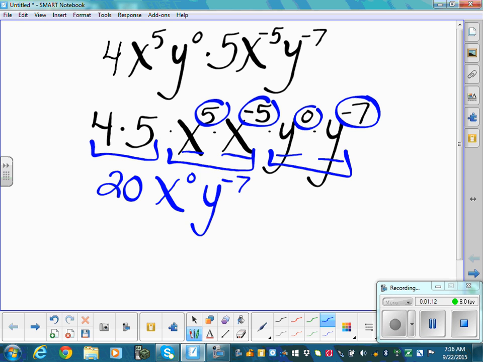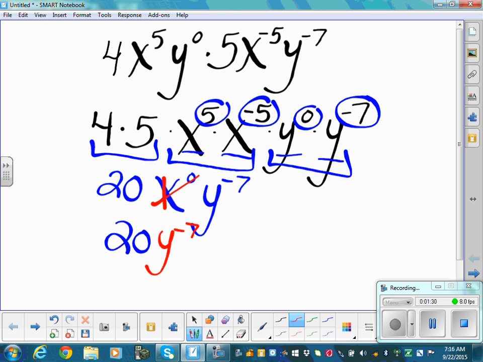So then we have 20, and that whole x thing becomes 1. Don't say that's x to the 1. It's not. The whole thing goes away and becomes 1. Now, I see a lot of people do this on the test. They go 20 plus 1. We didn't have any additions, right? So you multiply. So 20 times 1 is 20, and then we have y to the negative 7.